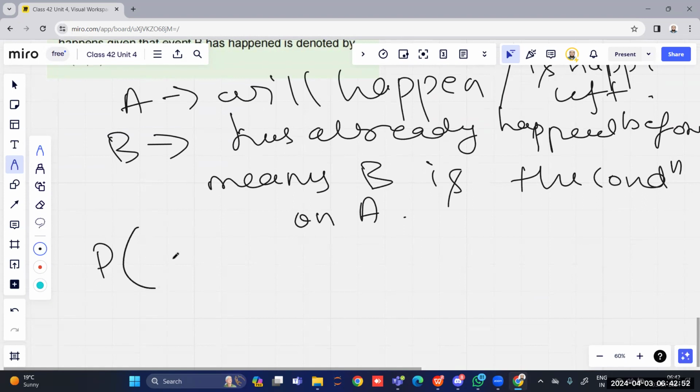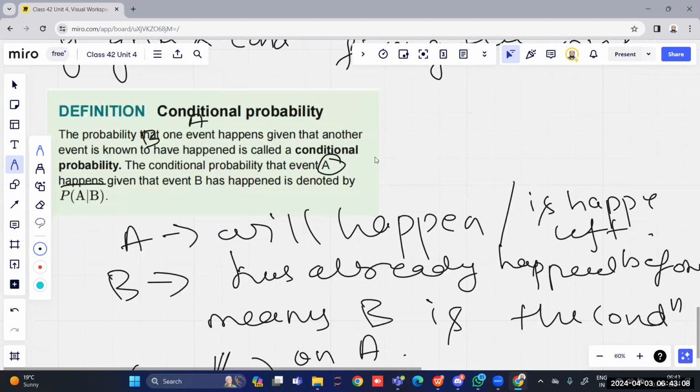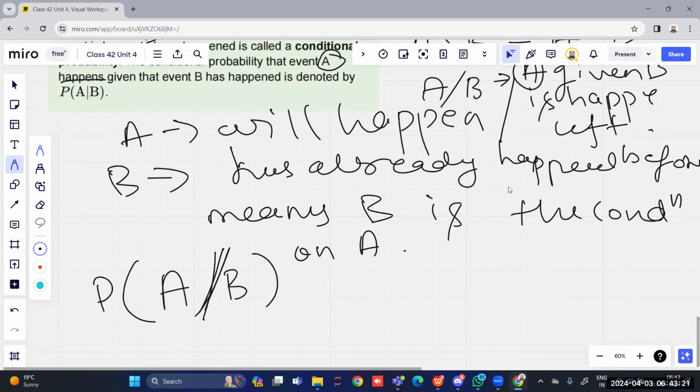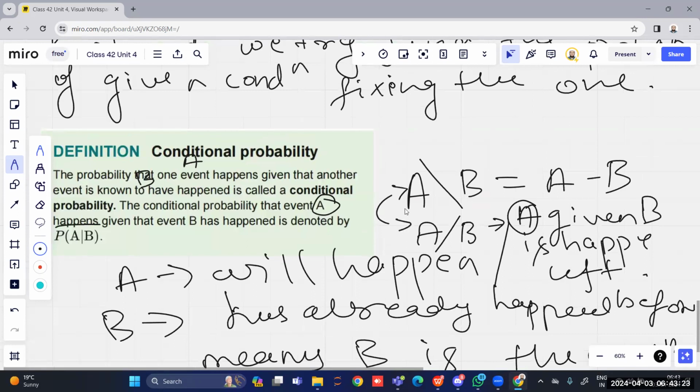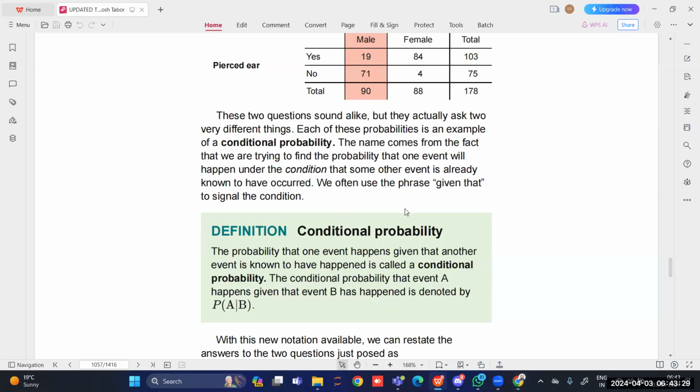We write it as probability of A given B. Remember the line in A given B: it is a vertical line, not the forward slash. There is also a term in probability, A minus B, and this is different from A given B. A given B means B was given and we need to find A. So you cannot change the line. Note this difference. Is that clear?